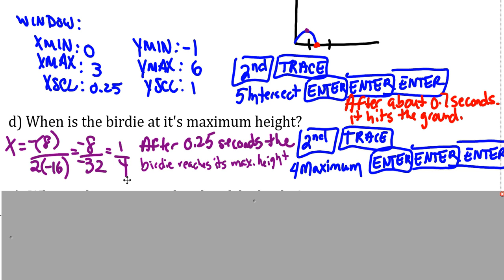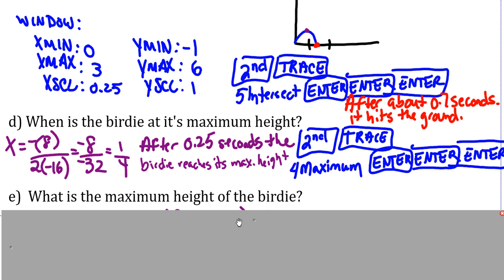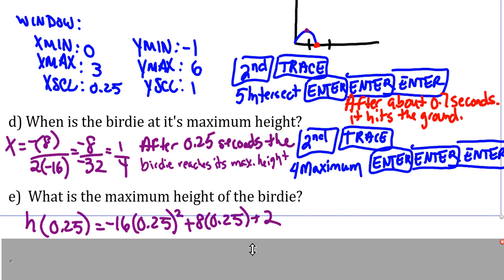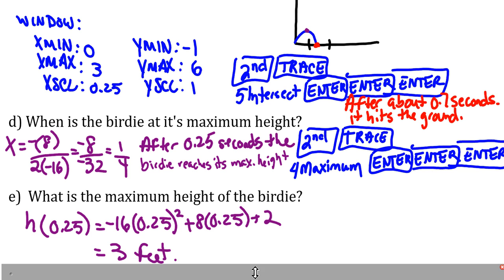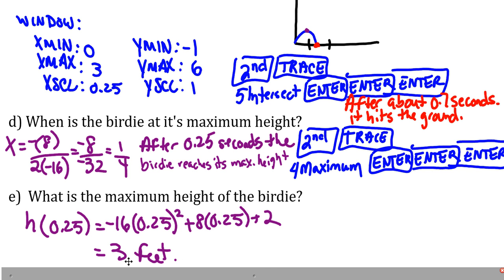So again, the opposite of b over 2a simplifying. See how we get our 1/4, our 0.25. And then if we want to find the maximum height, substituting that into our function like we talked about, and we got our maximum height of 3 feet.